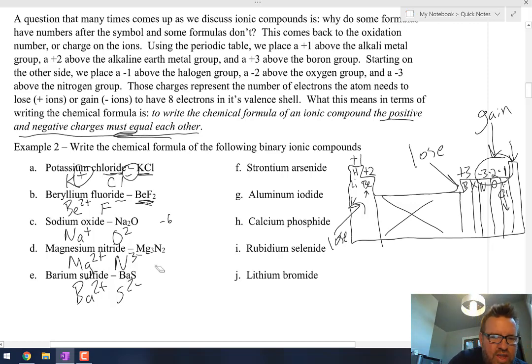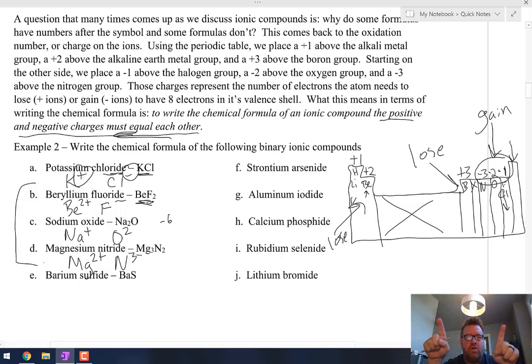Okay, now one of the things you might have noticed here, especially on B, C, and D, is that if you take those charges that are up in the corner like this, and then you cross them, and you don't move the charges, you just move the numbers, notice that this 2 on beryllium came down here onto the fluorine. And even though you don't write it, the 1 from the fluorine actually came over here to the beryllium. Okay, and same with sodium oxide. On sodium oxide, the 1 from the sodium's over here, the 2 from the oxygen's here.